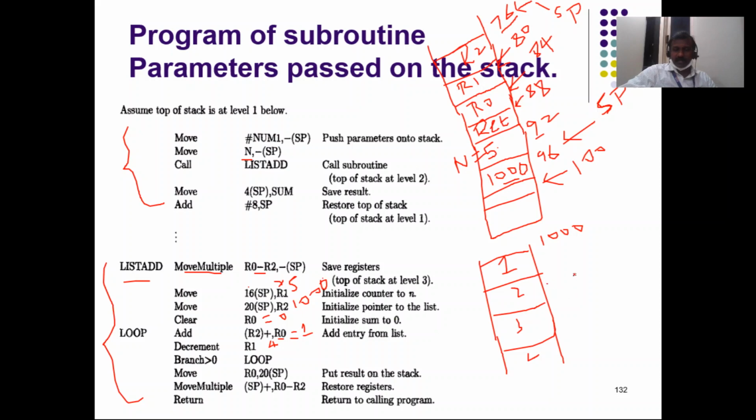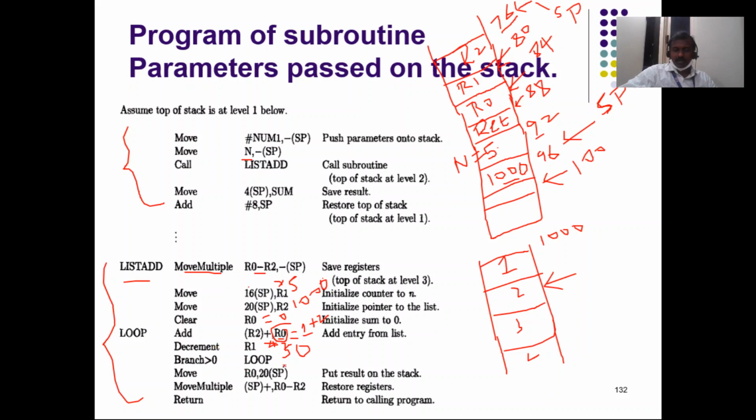So 1004 contains the next value, which is 2. So 2 will be added with R0. Previously R0 is 1, so now it performs 1 plus 2, that is 3. Again decrement R1, it becomes 3. Check whether it is greater than 0. Yes, loop. Like that it will add. Finally the cumulative sum will be available in R0. After adding all 5 values, when you decrement R1, it will become 0. Then the branch greater than 0 won't be taken, so this part won't execute.